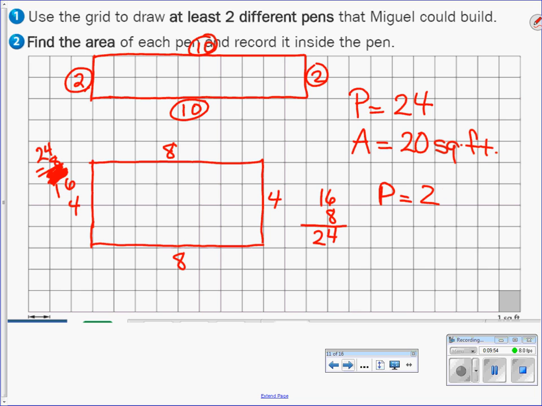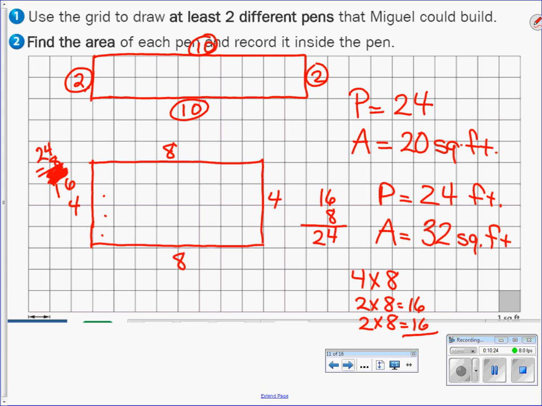It's 24. Now my area on this one is 1, 2, 3, 4, and then I have times 8. I can either do that, which would be 4 times 8, which I could break apart into 2 times 8, which is 16, and then 2 times 8 again, which is 16, which gives me my 32. And that is pen B. And I have B down here also.